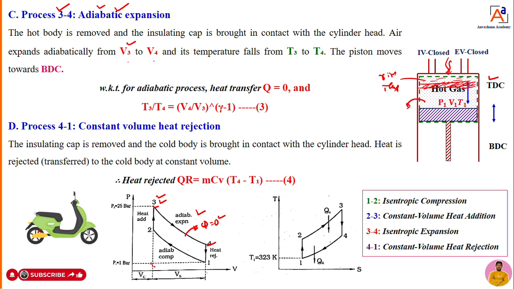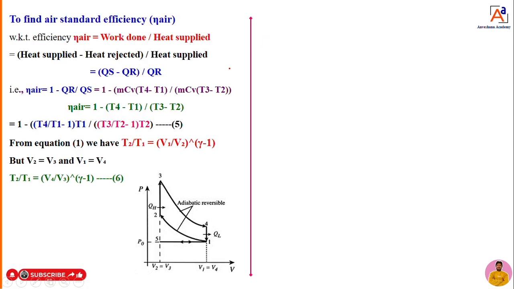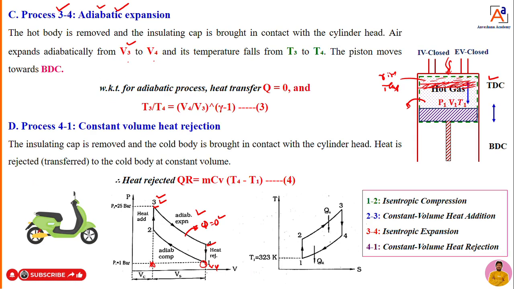See here now, here is the volume. At V3, volume is less. When it expands, the volume is increased to V4. So the volume is increased from V3 to V4, whereas temperature drops from T3 to T4 when the piston moves from TDC to BDC. Whatever concept I told, I can express in terms of an equation. How to express it in terms of an equation?